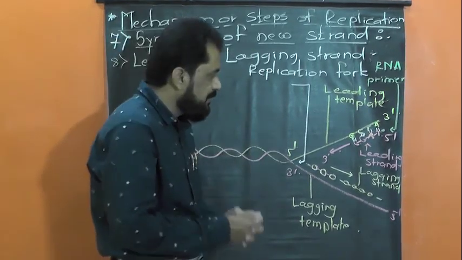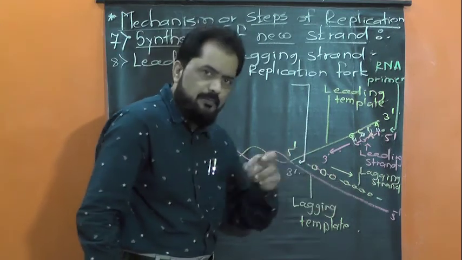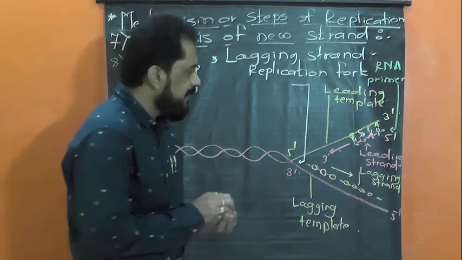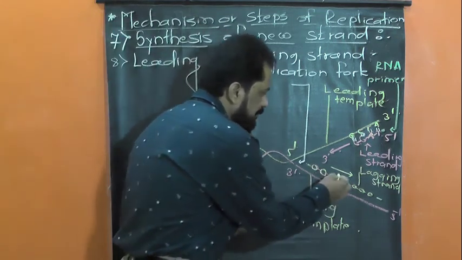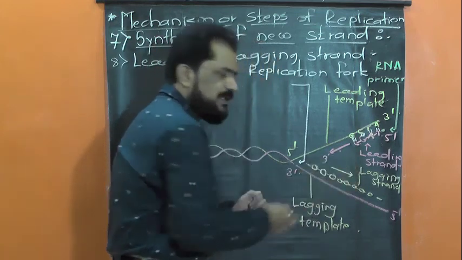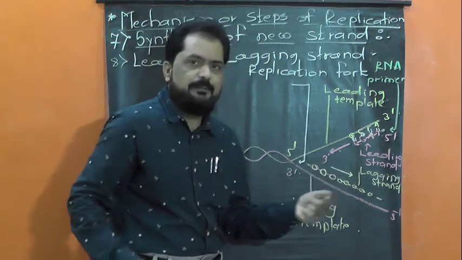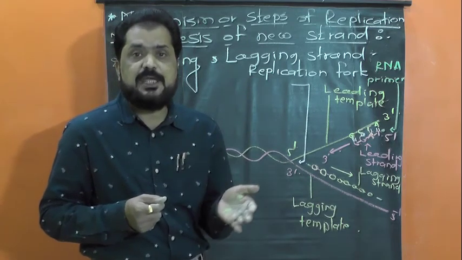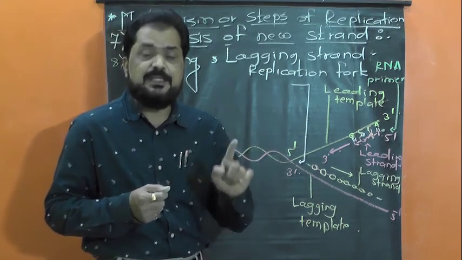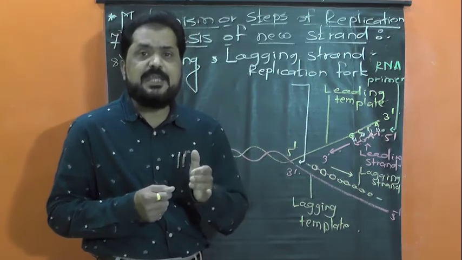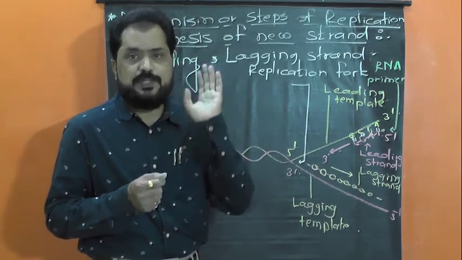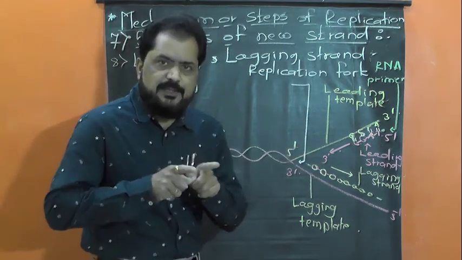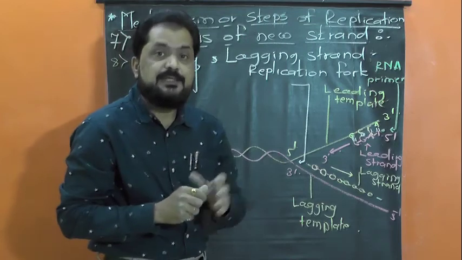Later on, these RNA primers are removed by the action of enzyme DNA polymerase I, and they are replaced by nucleotide sequence so that Okazaki fragments get interconnected to each other in presence of enzyme DNA polymerase I in prokaryotes and DNA polymerase alpha in eukaryotes.